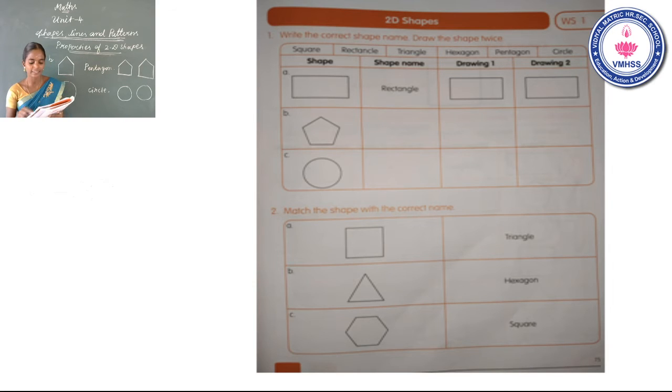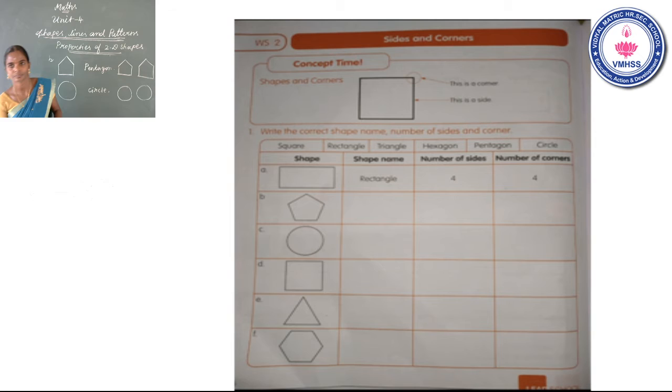Children, next, second one. Match the shape with the correct name. What is the first shape, ma'am? Square or rectangle? Square. Match it. First shape, square. Second shape, triangle. What is the third shape? Hexagon. So first one, square, second one, triangle, third one, hexagon. Children, see the next one.